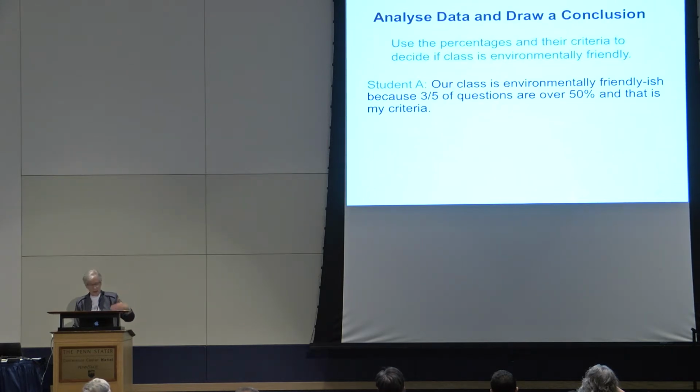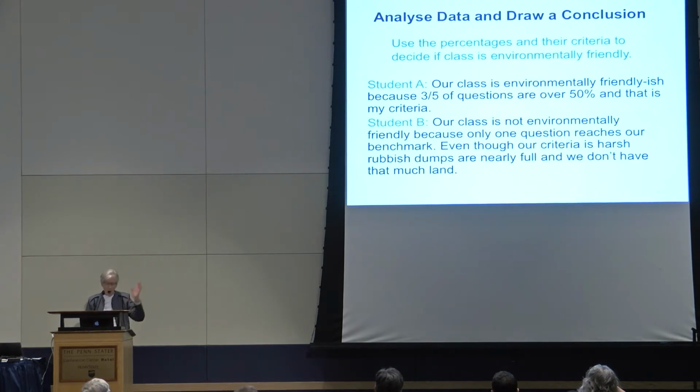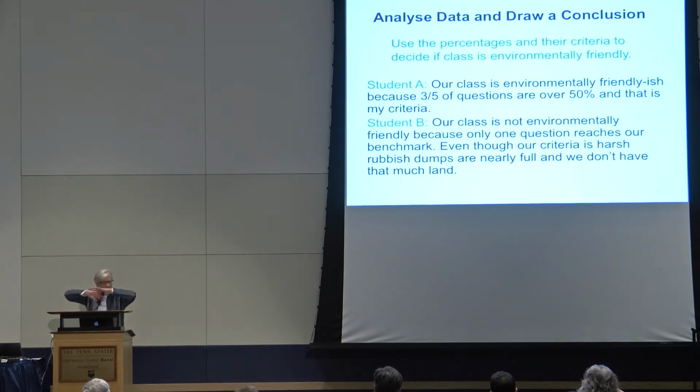Okay, so student A said, our class, which is the one you saw, which you'd have to look back at the PowerPoint again, is environmentally friendly because actually I think 4 of the 5 criteria were more than 50% that they'd done it in their class. So he's happy. But of course, student B is not, because only one question reached their really high level criteria. So across the class, just imagine, you've got 20 students and these arguments. It's just fun. Okay, but that's our class.